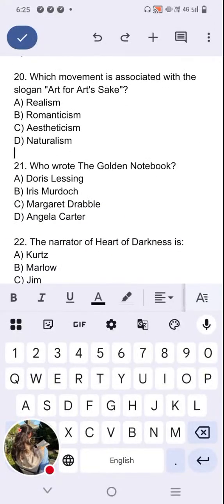Next question, which movement is associated with the slogan art for art's sake? Option A, realism. Option B, romanticism. Option C, aestheticism. And option D, naturalism. Which literary movement's slogan is art for art's sake?